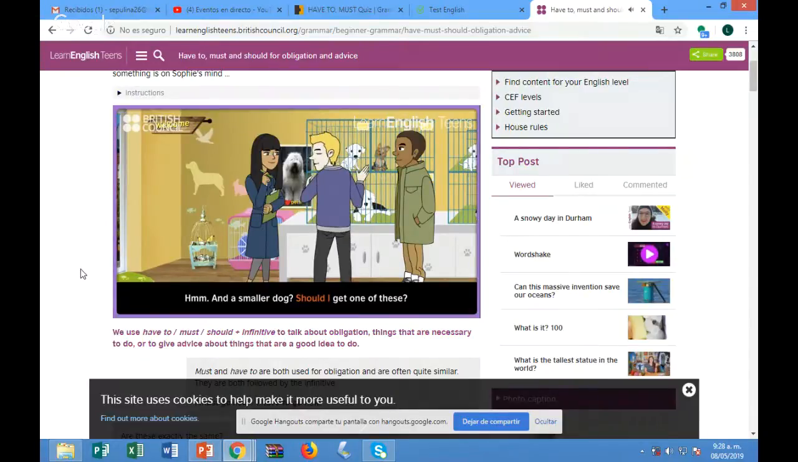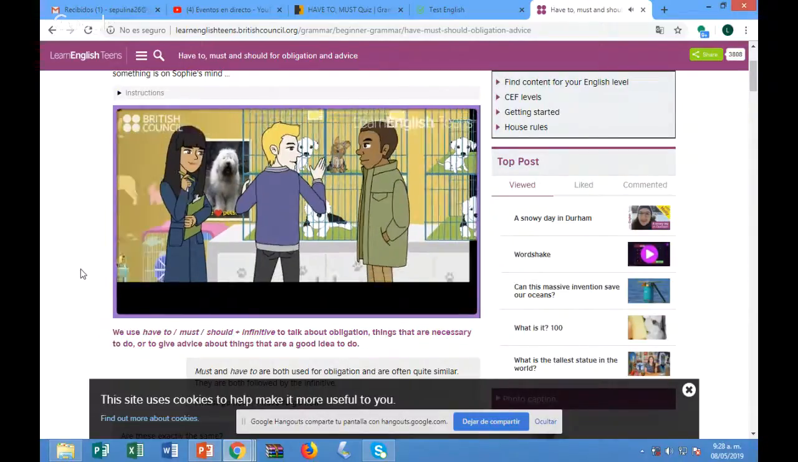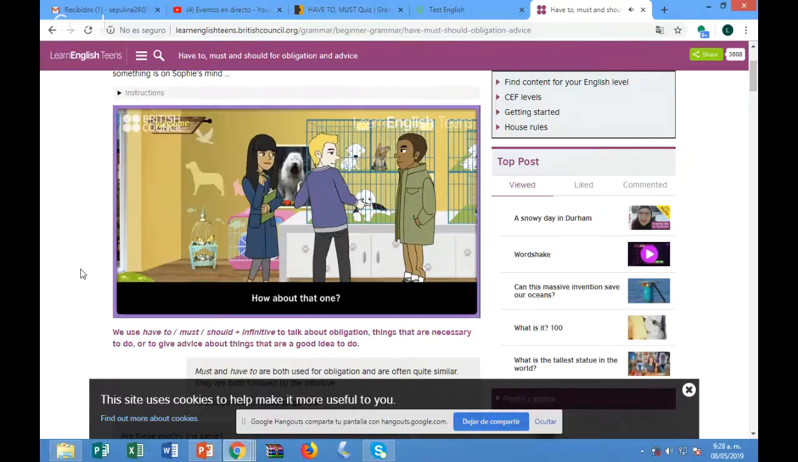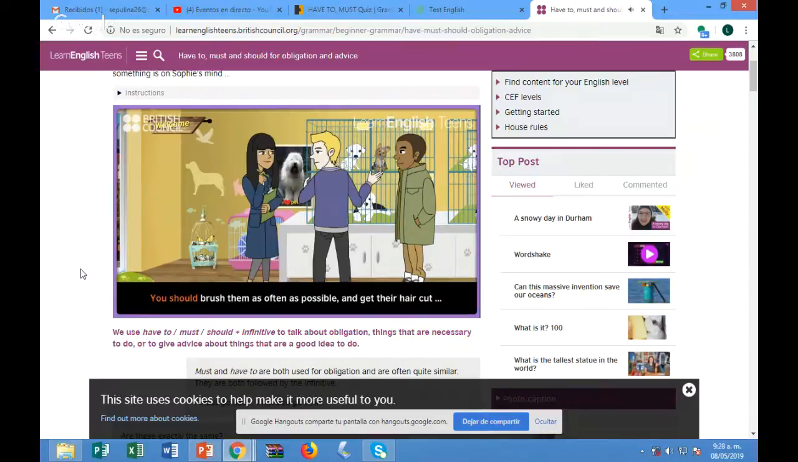And a smaller dog? Should I get one of these? They're Yorkshire Terriers. They're very small. And noisy. Get something a bit quieter, Ollie. Think of your neighbours. How about that one? As an adult, Old English sheepdogs are extremely large, like that one. And you've got to look after their hair regularly. You should brush them as often as possible and get their hair cut.